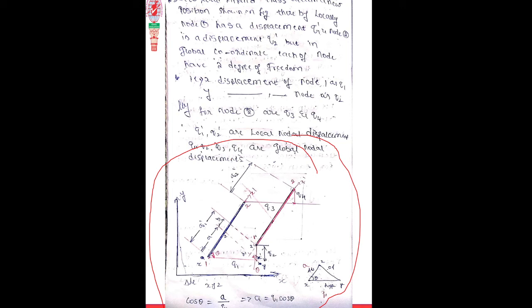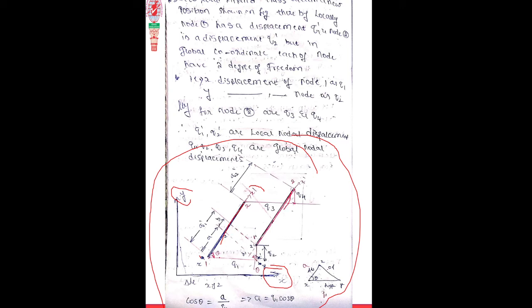Okay. See, let us consider one bar element in a truss having nodes 1 and 2, with respect to the global coordinate system and the local coordinate system. With respect to global it is x, y, and with respect to local it is x dash, y dash. Now, because of the applied force, when I apply the force on this bar element, it takes a displacement like this.